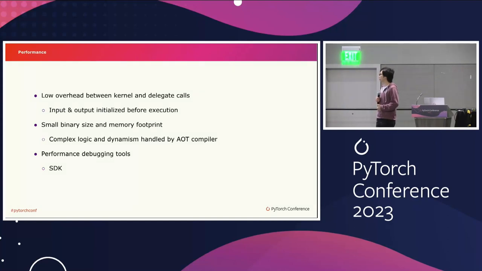The second principle we are making sure the ExoTorch runtime follows is to keep a very small binary size as well as memory footprint. This is done by pushing a lot of the complex logic and dynamism to the ahead of time compiler and making sure the ExoTorch runtime logic is simple. Last but not least, we also provide a set of very handy performance debugging tools, which are in the SDK.